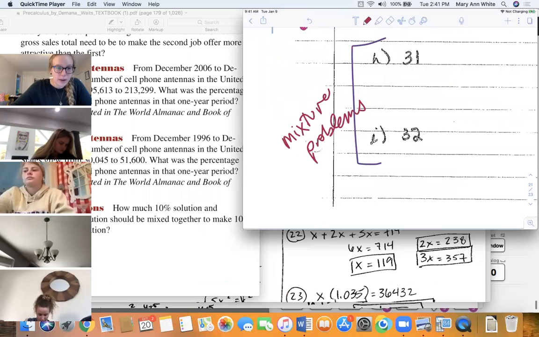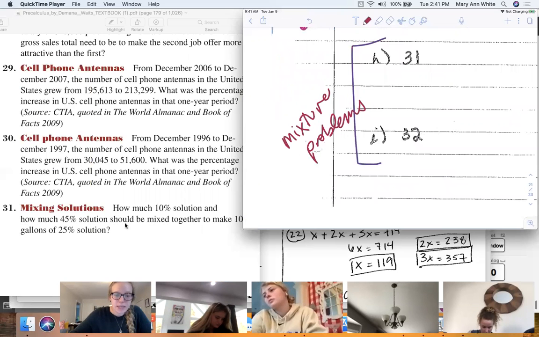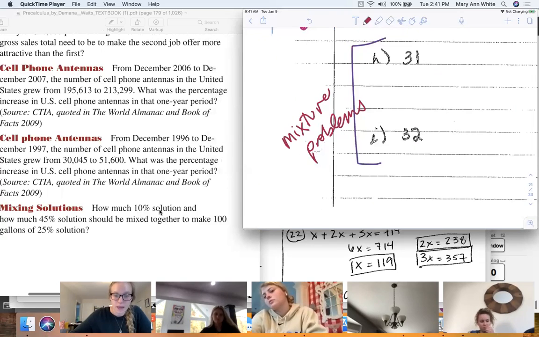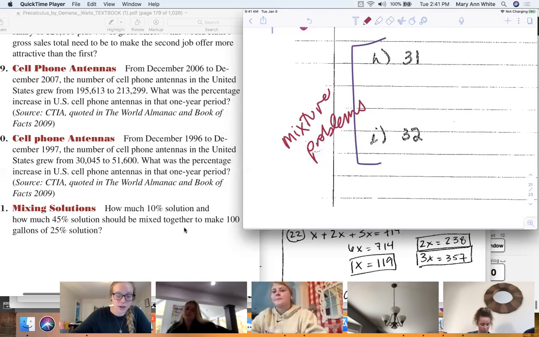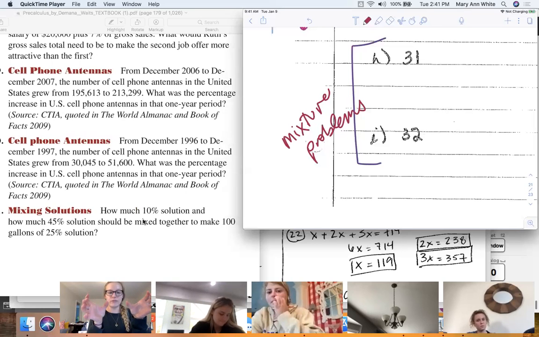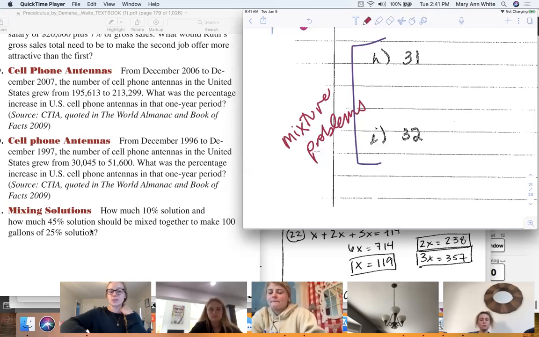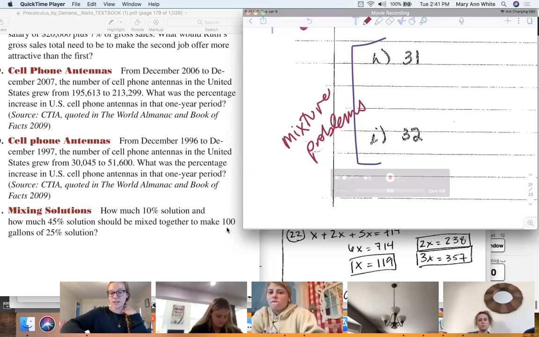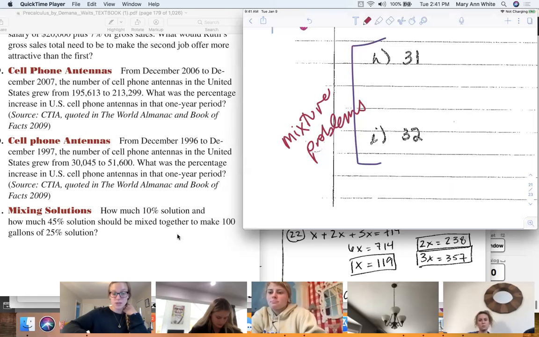Okay, so my problem says how much 10% solution and how much 45% solution must be mixed together to make 10 gallons of 25% solution. Oh no, 100 gallons, sorry, not 10, 100 gallons. So I'm essentially taking a cup of a 10% solution and a cup of a 45% solution and mixing them together. Together they're going to make 25% of this solution and it's going to make 100 gallons of it. So I need to know how much of each one I'm going to pour in.